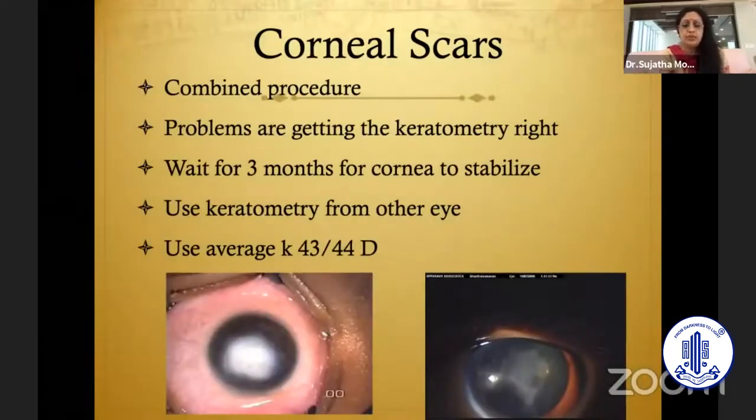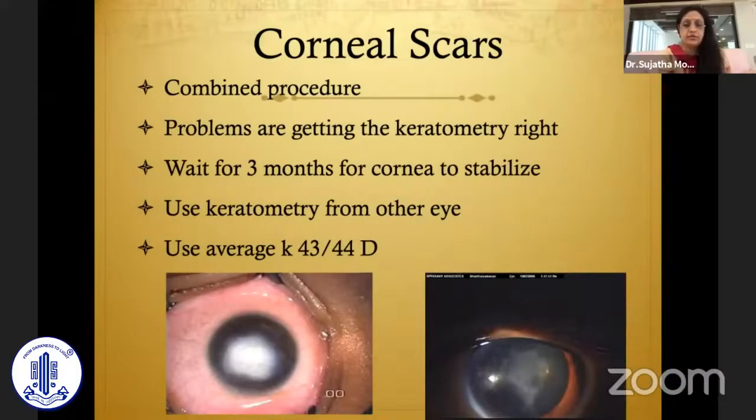Corneal scars are a problem because you know that the cataract has to be done and the opacity has to come out, so a combined procedure is definitely needed. What type of IOL power calculation you are going to do will be the most challenging thing. Either you can use the keratometry from the other eye, but most of us prefer to use an average of 43 or 44 diopters. But if the cataract can wait, then you can go ahead with keratoplasty as the first stage and stage your cataract a little later, so that you will have some idea about the keratometry of the cornea.